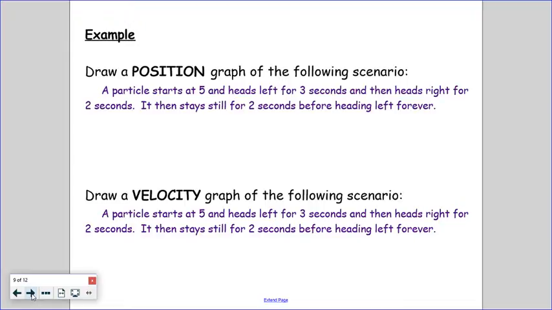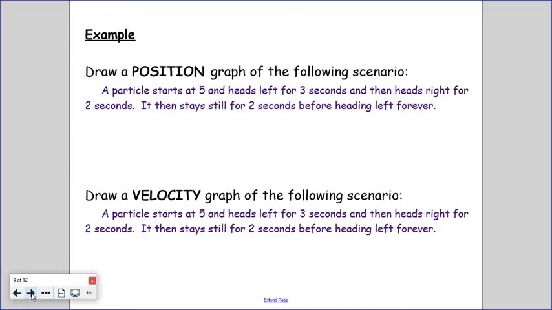They are the exact same situation, but you're going to draw me a picture the first time as if you are drawing a position function that would represent what's going on in this statement. A particle starts at 5, heads left for 3 seconds, then heads right for 2 seconds, stays still for 2 seconds, and then heads left forever. Then, completely separately from that, so like you never did this problem, you're going to do the second one. Same exact words, but you're drawing it as a velocity graph.